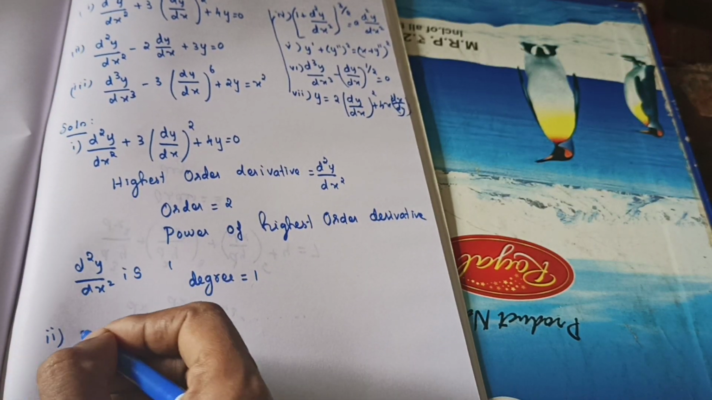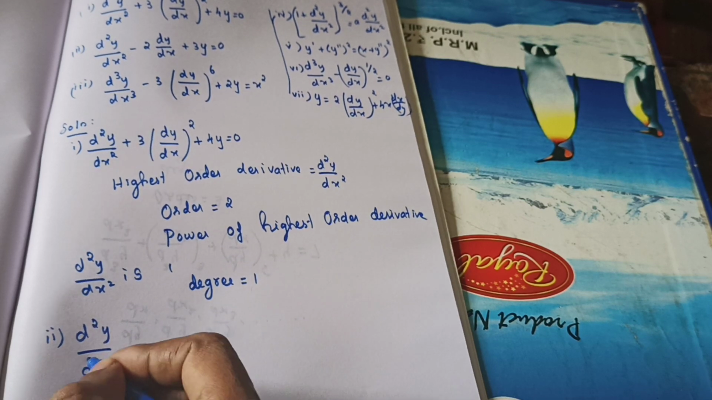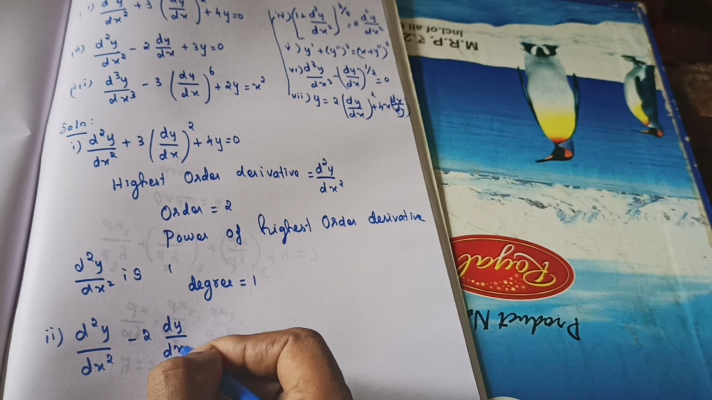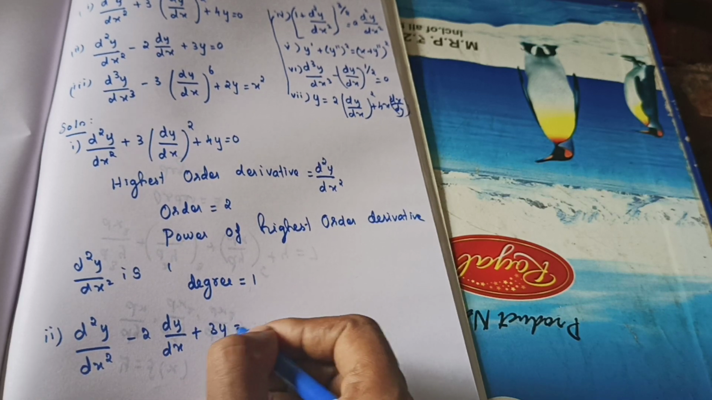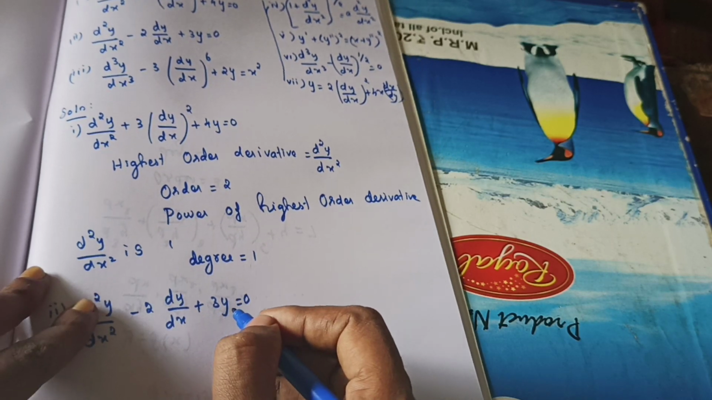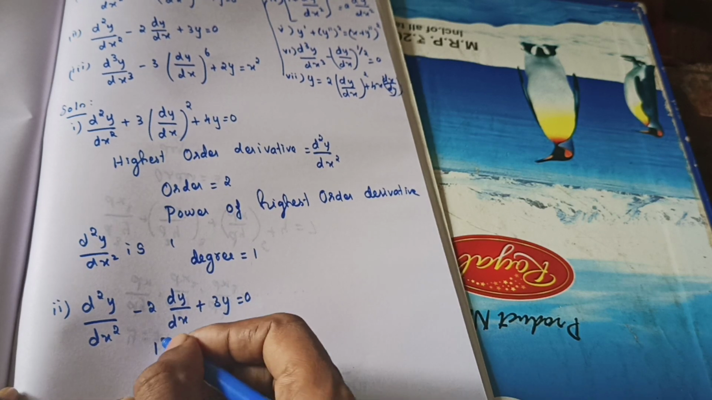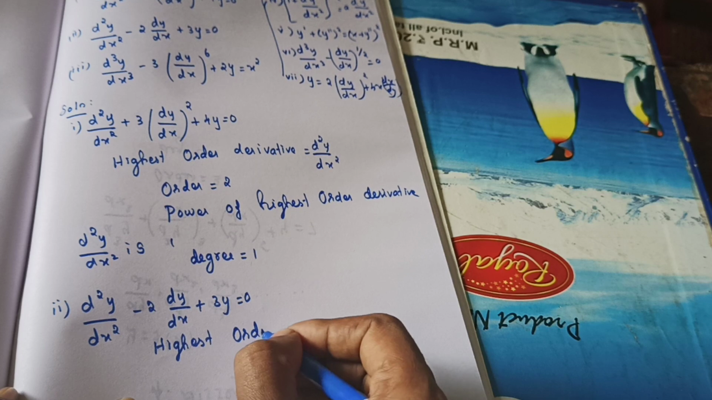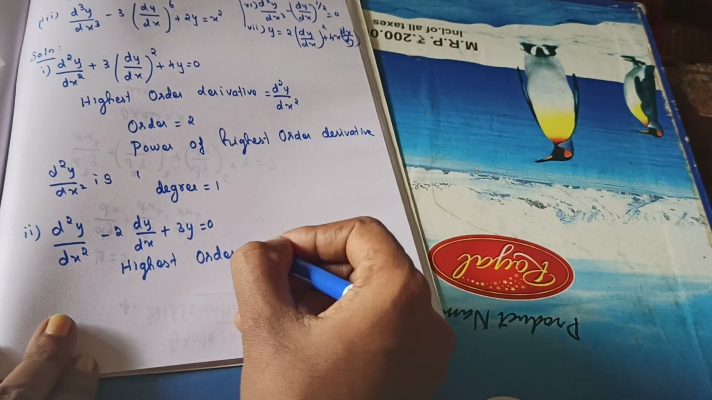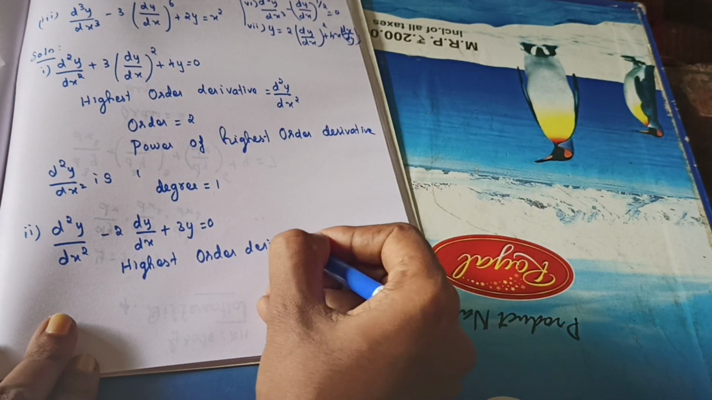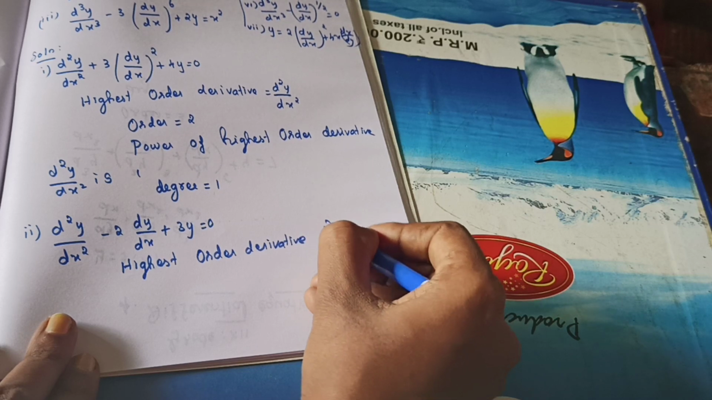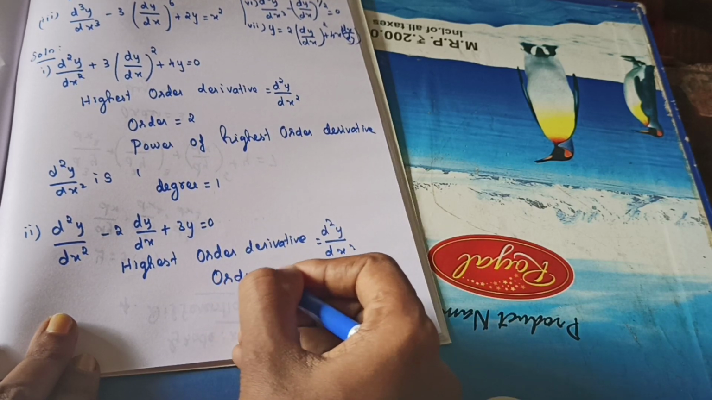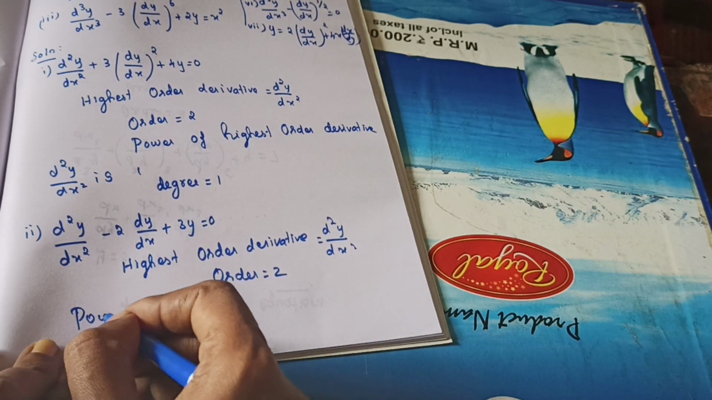Second one. d square y by dx square minus 2 into dy by dx plus 3y equal to 0. What's the highest order derivative here? Write down the same step. Highest order derivative. What's the highest order derivative here? d square y by dx square. Okay, what's the order then? Equal to 2.